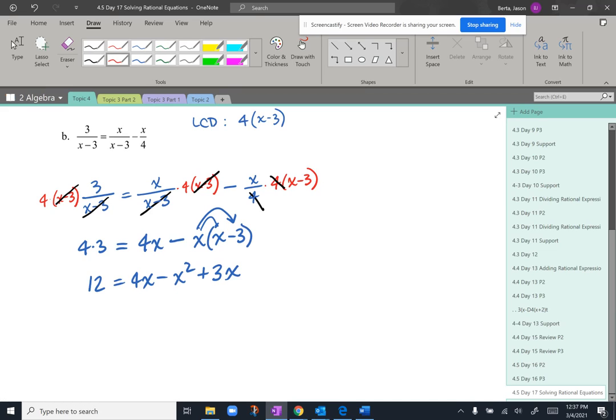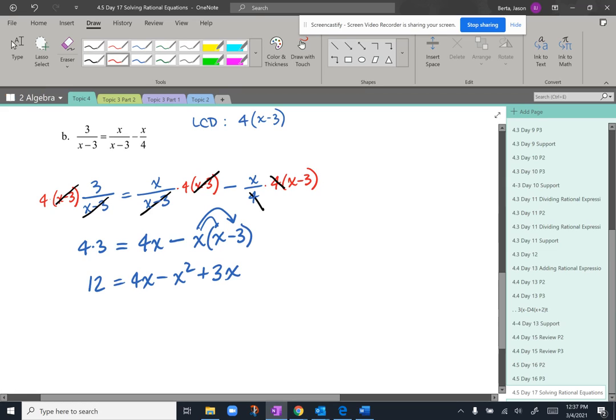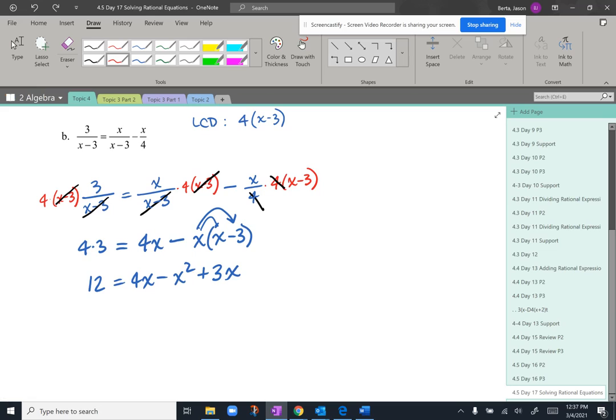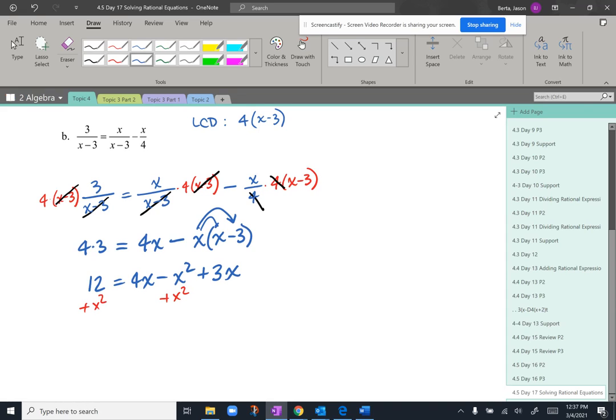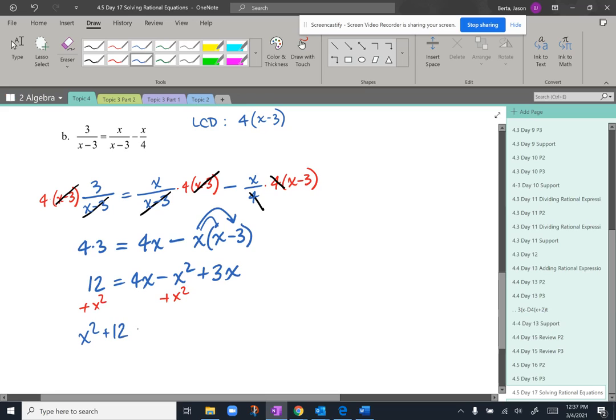Actually, what I'm going to do, I'm going to get everything on one side, and I want to set it equal to 0. I like to do this for quadratics. Notice this is a quadratic because I've got a factor in here that's raised to the power of 2. So I'm going to add x squared to both sides. As a first step, when I do that, I've got x squared plus 12 equals 4x plus 3x. Well, we know those are like terms. Those can be combined to 7x. And I'm going to subtract 7x from both sides. That'll leave me with a quadratic equation, x squared minus 7x plus 12 equals 0.